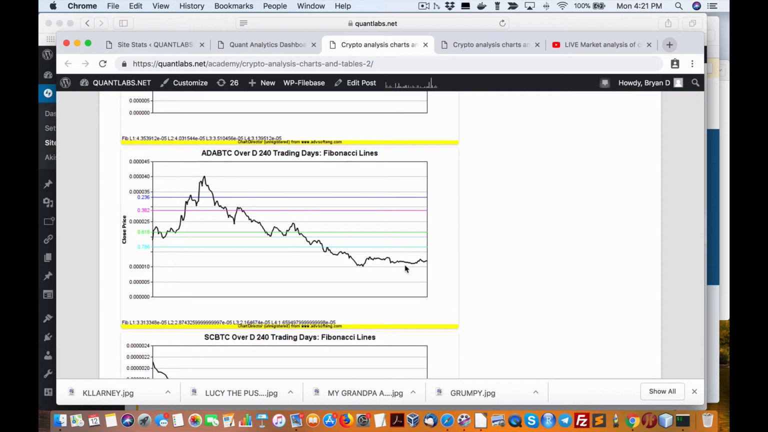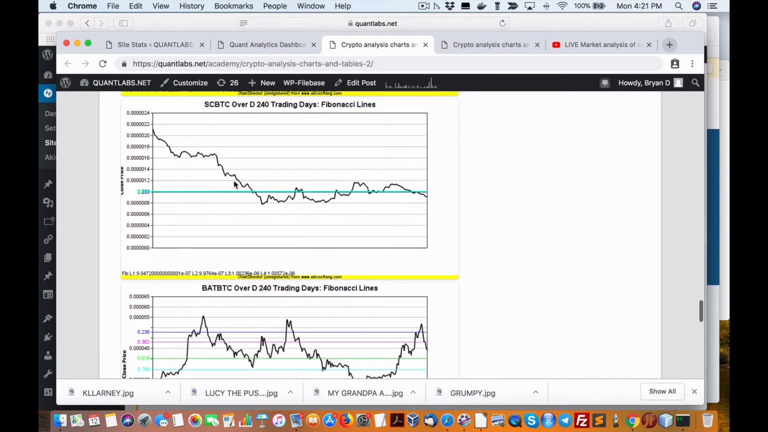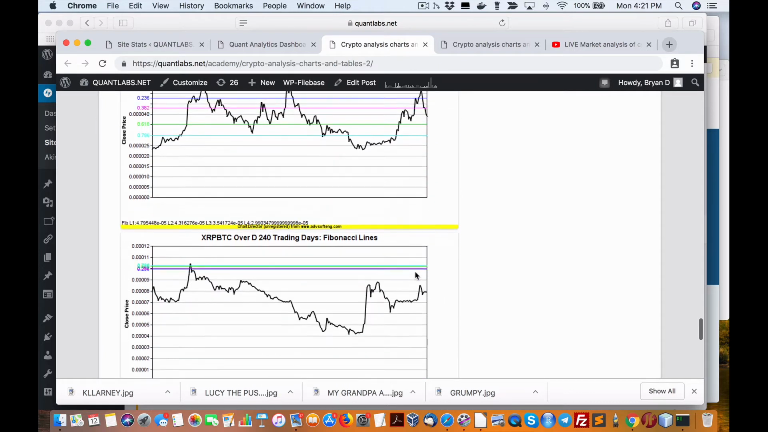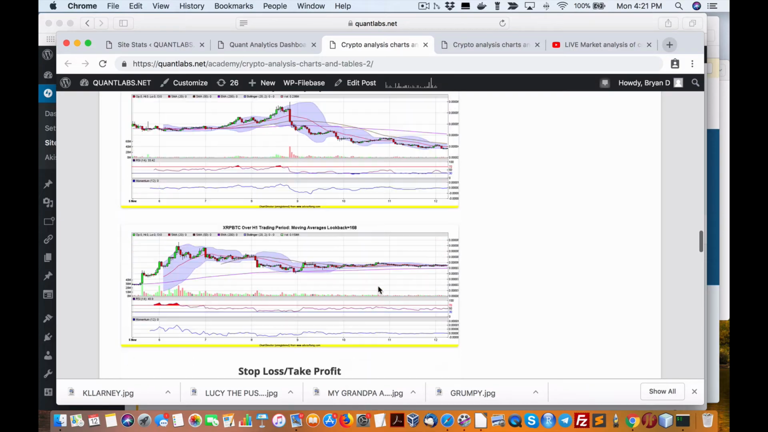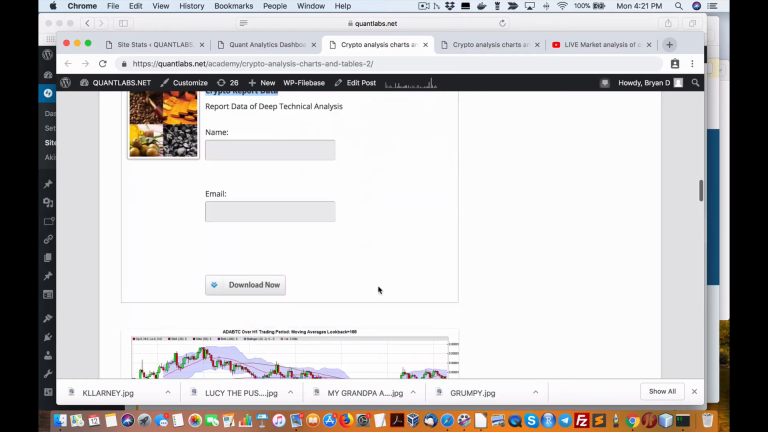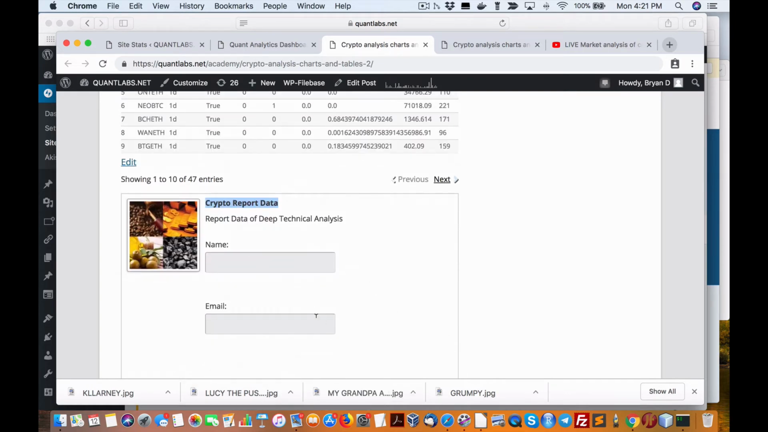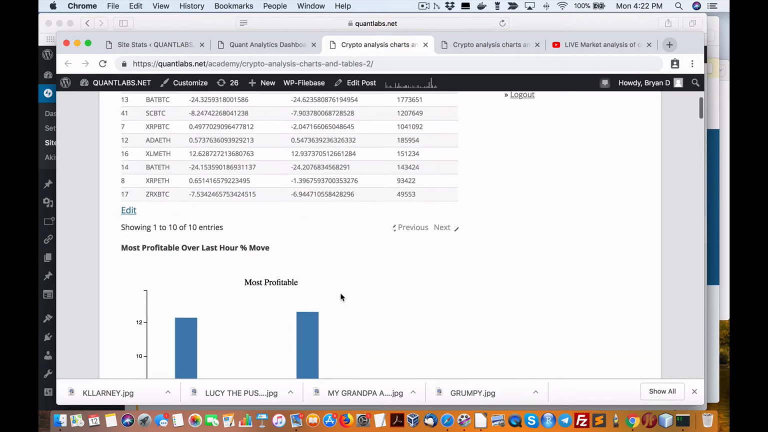Clearly here, ADA's just gotten battered down so bad. Same here with the SC, BTC. BAT's looking okay. You can see it had a nice run up here. XRP, same thing, but it's just flatlining here. But it's just watching this stuff to see what takes off and what doesn't, and of course looking deeper in the reports to verify those theories. So that's the world of crypto for today.